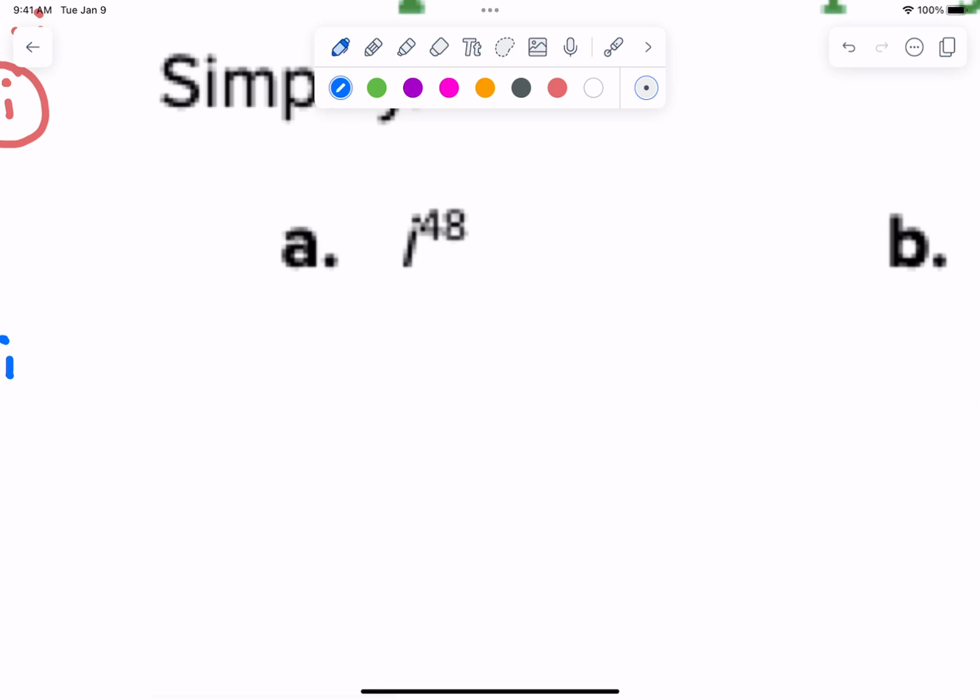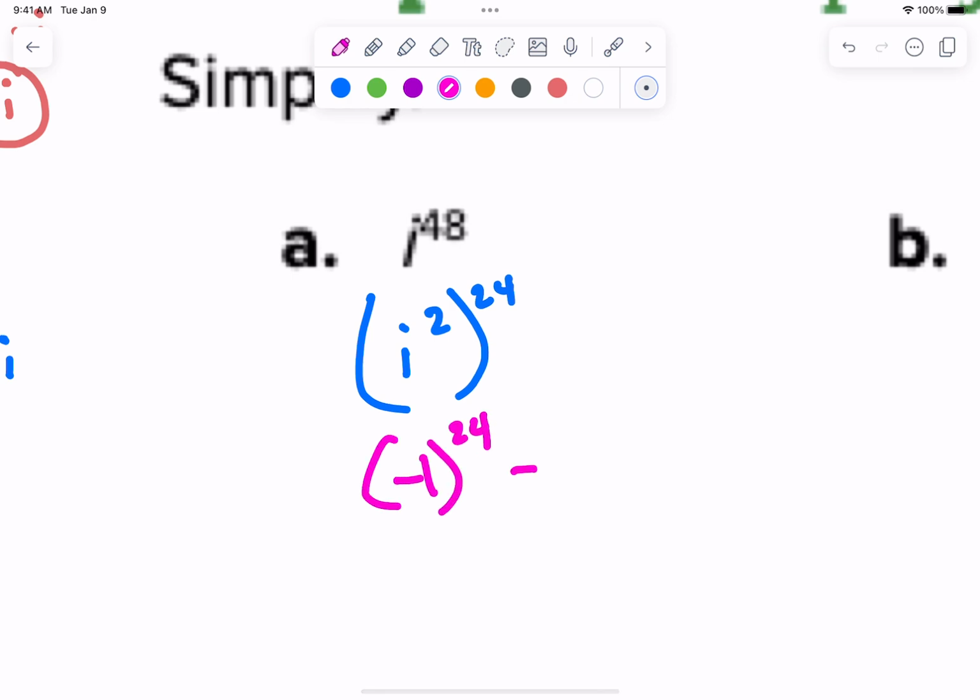So you just said this is an even number and a multiple of 4. Since it's a multiple of 4, it's going to be positive 1. But let's show how. We only know i squared. How many times do I take i squared times itself to get 48? Good question: 24. 2 times 24 gives you 48. But we know i squared is -1. If I take -1 times itself 24 times, I get positive 1. So it reduces to positive 1. Got it? 24th power.